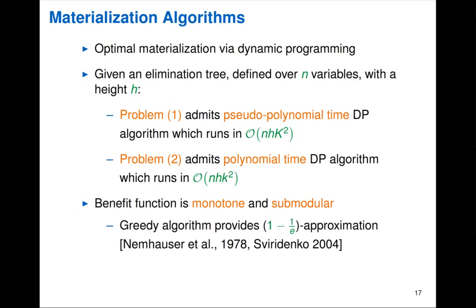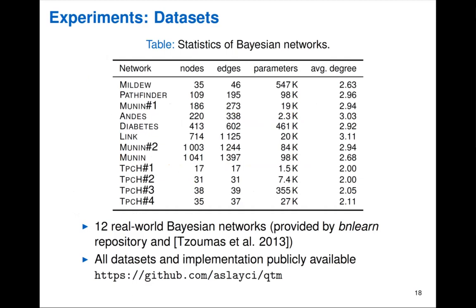We also show in the paper that the benefit function is monotone and submodular, so one can always use the greedy approximation algorithm. But we also know that dynamic programming already gives the optimal solution. In our experiments, we use two real-world Bayesian networks, and all the data sets and our implementation are publicly available online.